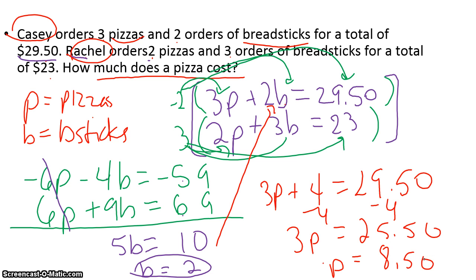Okay, so have we answered our question? Our question was, how much does a pizza cost? And a pizza costs $8.50. So we have found them.